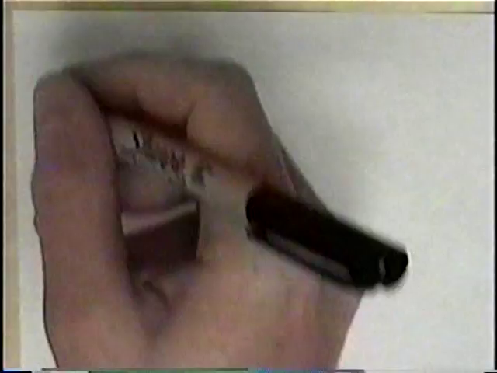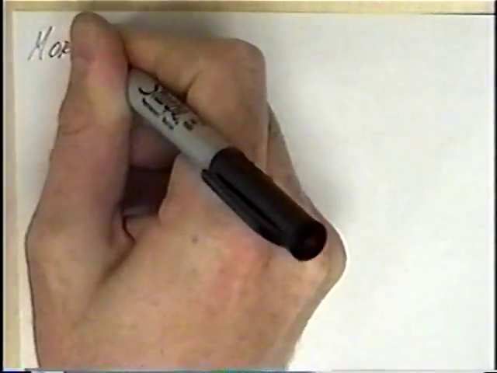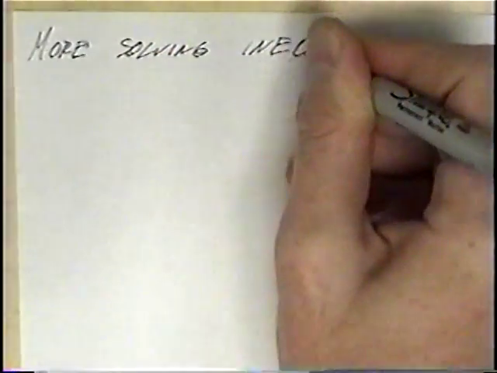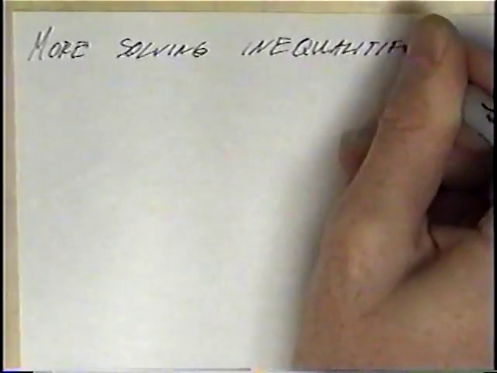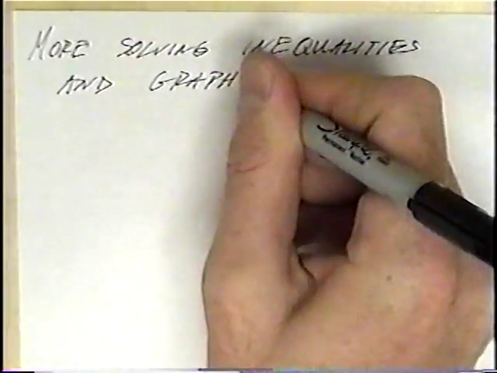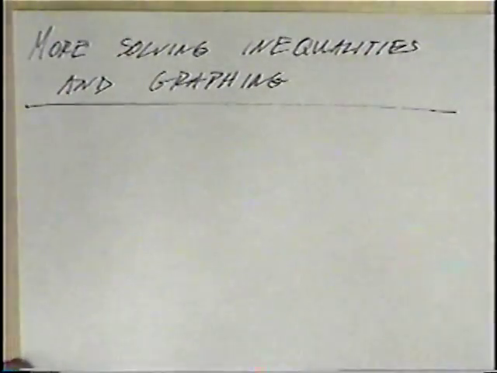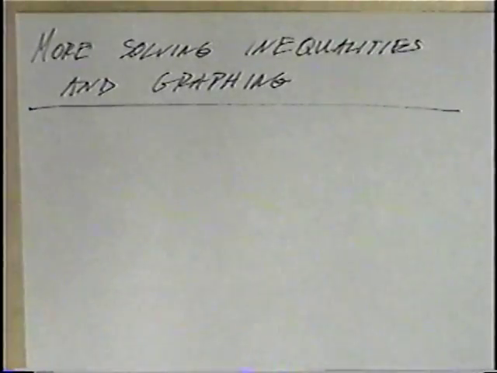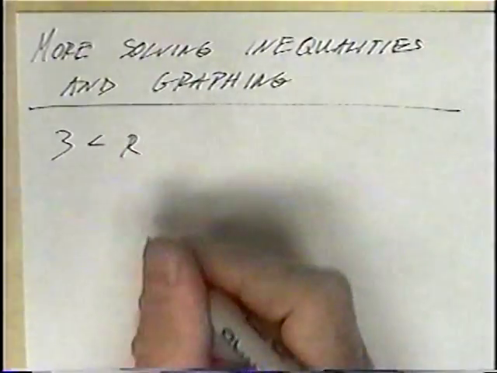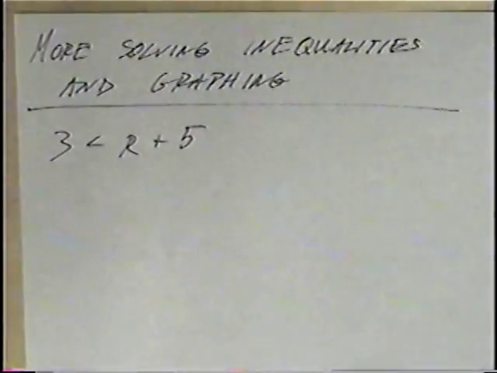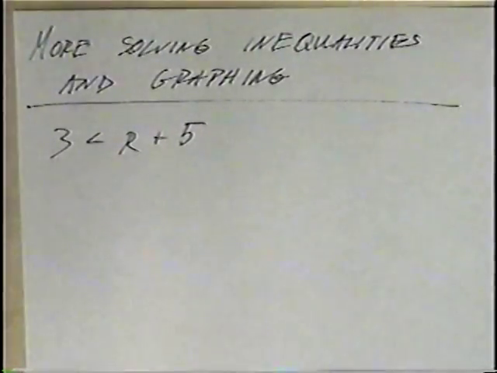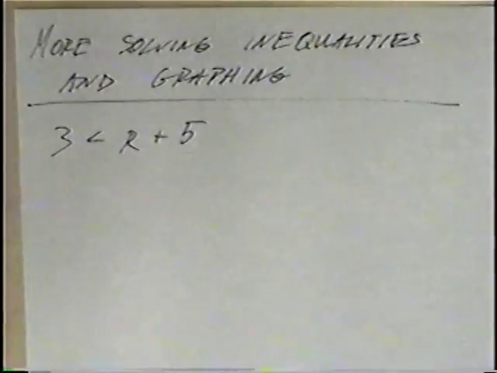Title of the last section today is more solving inequalities and graphing. First question today is 3 is less than r plus 5. Again, before we graph the inequality, we have to isolate or get r by itself, so we have to get rid of the positive or plus 5.